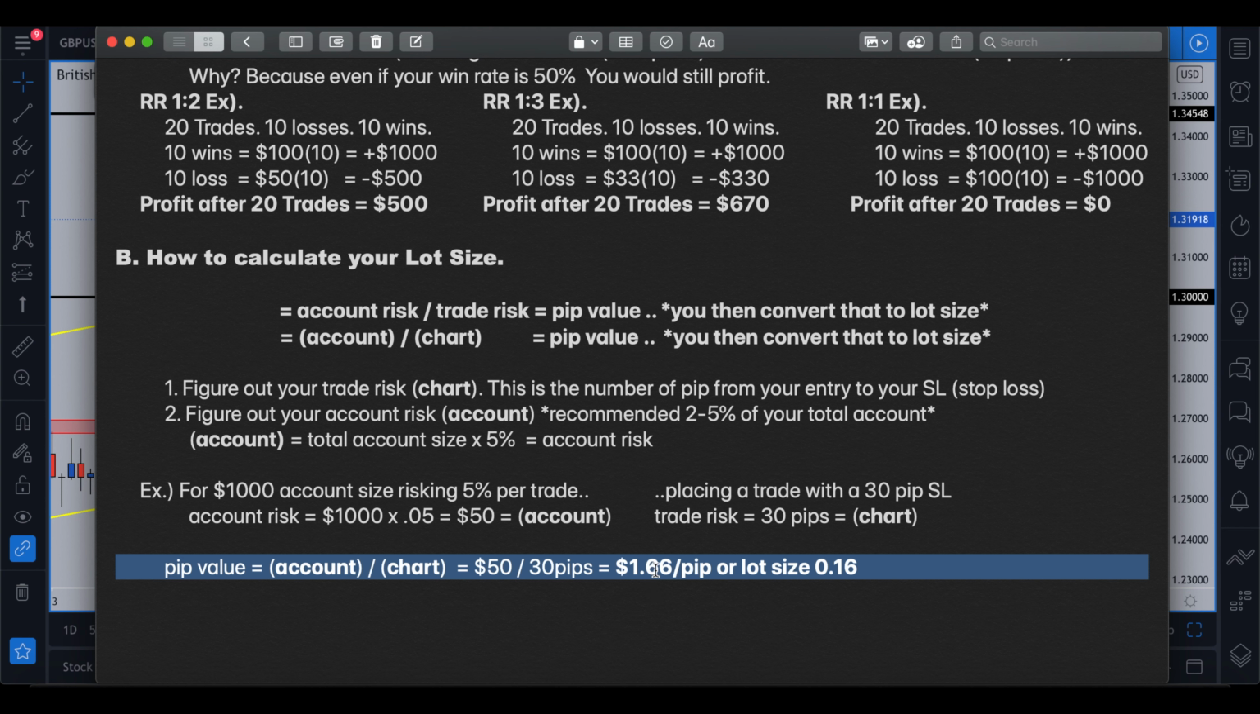That is not what you need to enter in MetaTrader. You then have to convert that to your lot size, which if you watched my last video, you would already know. A 0.16 equals $1.60 per pip, or you can round up to a 0.17. Just know if you do take that L, it'll be just a little over $50. If you round down, it'll be a little under $50, I'm sorry.